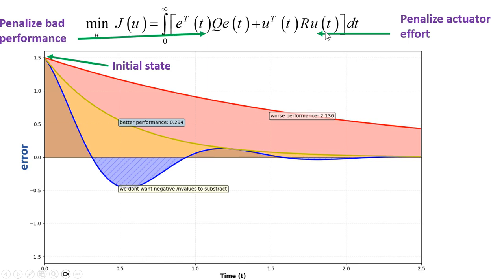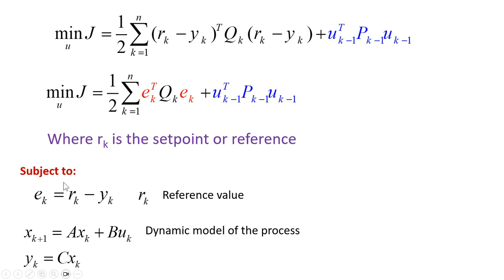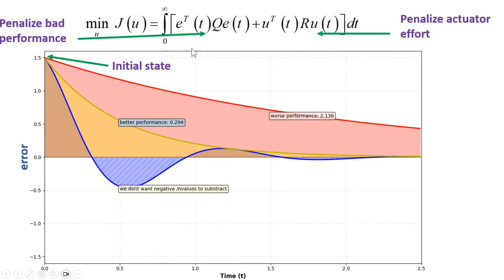Let's break down what this means for performance. The error e of t is the difference between the current system state and the desired state, usually 0. We want this error to be small and to go to 0 quickly. The integral adds up the error over time. A smaller area under the error curve means the system spent less time away from the goal, which is better performance. But state errors can be positive or negative.